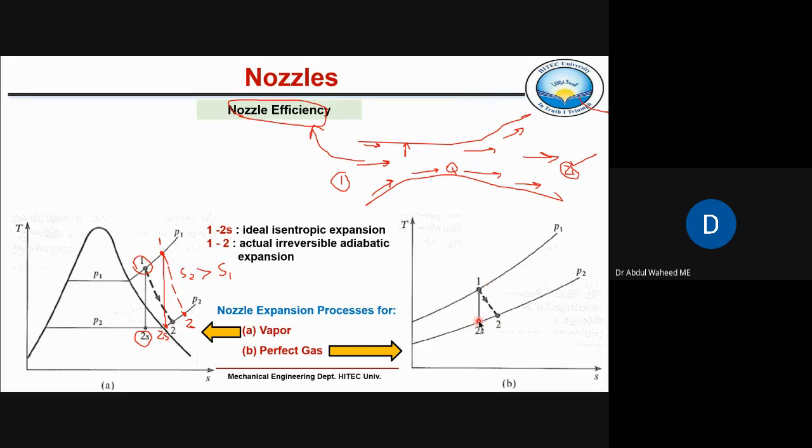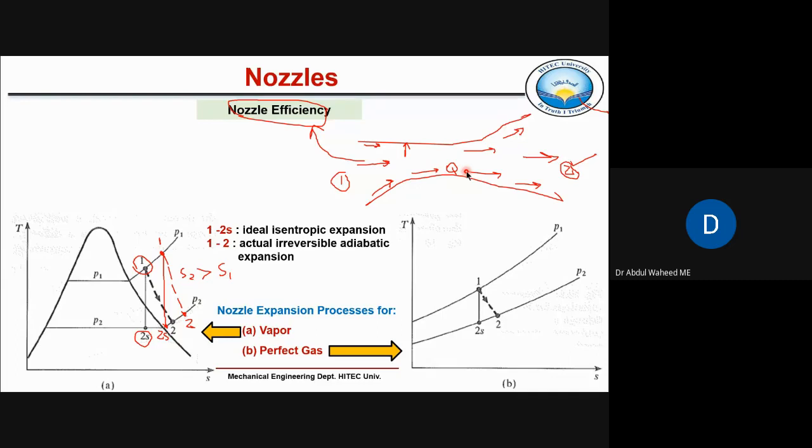And for gases, there is no need to show this dome, because normally these points are far away from that dome. So here you see P1 and P2 pressure lines in the gaseous region, somewhere here. Right. So that's why there is no need to show the dome. So here again, point 1 to 2s represents the isentropic expansion, and 1 to 2 represents the actual or irreversible adiabatic expansion. Right? Because now there are losses due to friction.